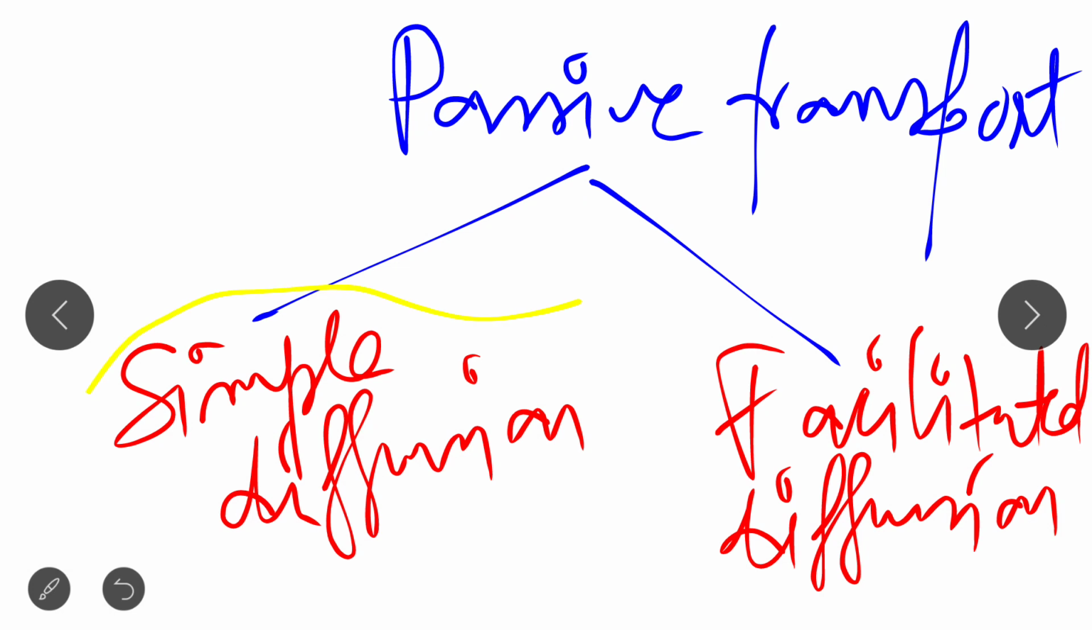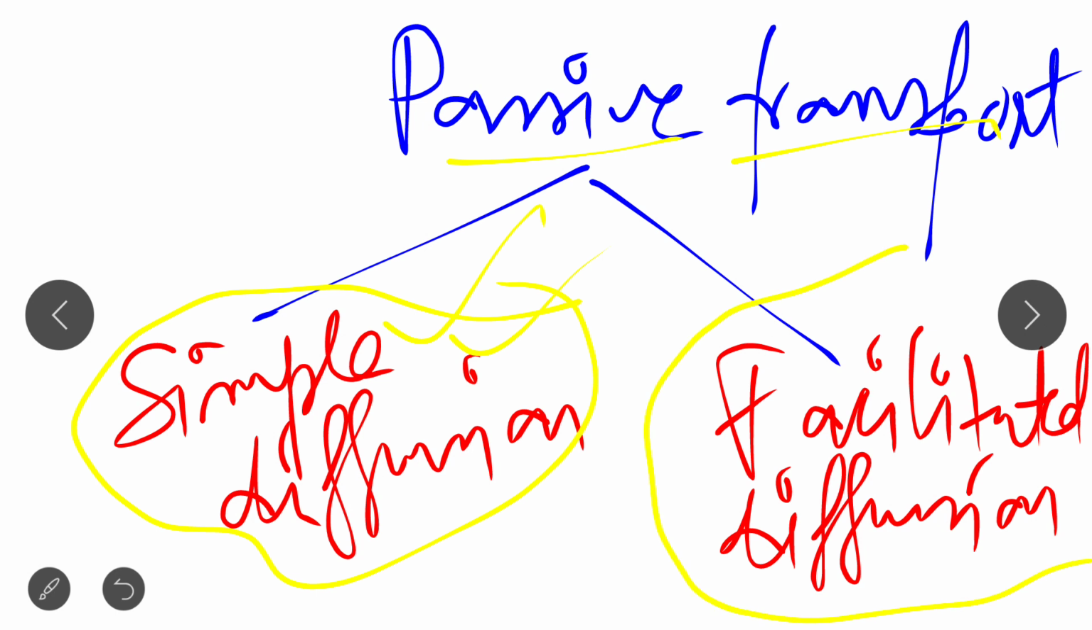In yesterday's lecture we already covered simple diffusion, this type of passive transport. In today's lecture our topic of discussion is facilitated diffusion. With the completion of this lecture we will have completed the passive transport system, and then we will start the active transport system. Clear?